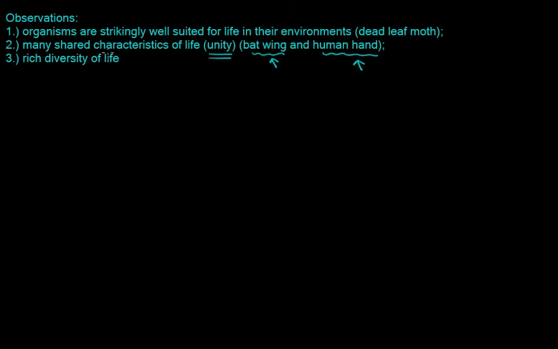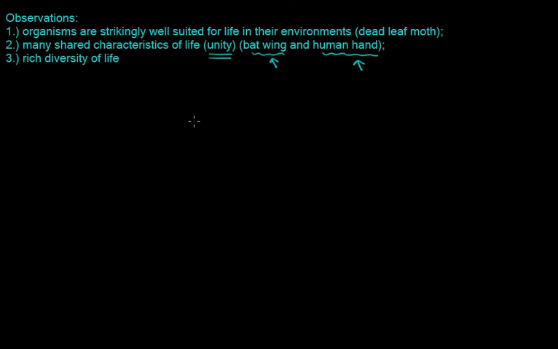So these 3 observations you can make for yourself, and early biologists have been making for thousands of years. Like, how did this diversity occur? Why is there unity? Why are organisms strikingly well suited for life? That's why we're talking about the history of evolutionary thought.